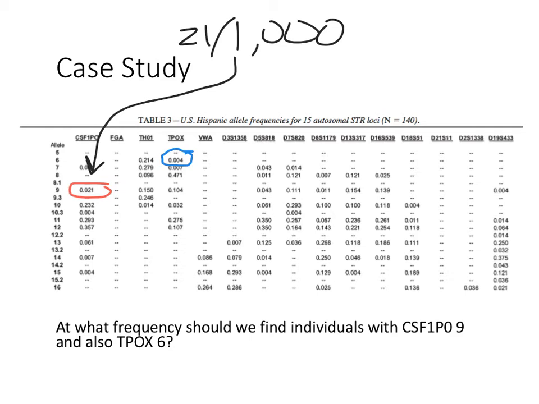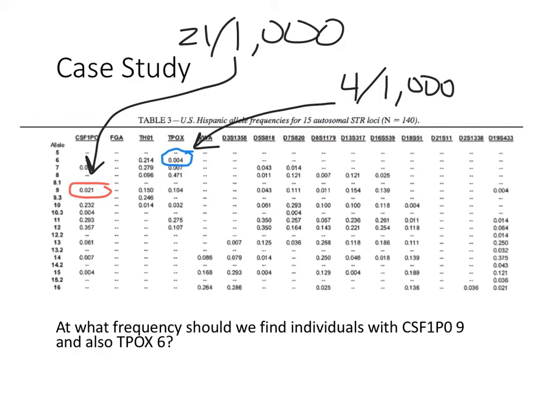What about looking in 1,000 people and finding allele 6 at TPOX? Right, 4 out of 1,000 individuals. I'm just trying to make this relevant. So they're both really rare. One's rarer than the other. The combination of the two, though, what's the probability that in that group of 1,000 people, somebody has both?